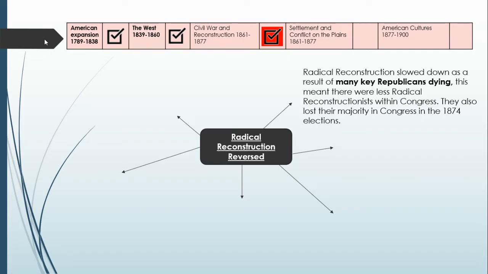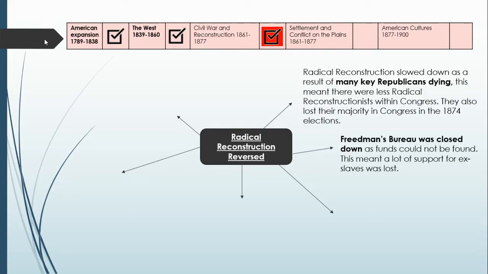Firstly, many key Republicans were dying as a result of old age, so Congress was filled with old politicians, and many of the radical Reconstruction policies had been passed as a result of many key Republicans voting in support of these. However, due to old age, many of them die, and this means that there were less radical Reconstructionists within Congress. They also lost their majority in Congress in the 1874 elections. So what this means is that the Democrats have more power, and this makes it more difficult to pass laws. So the role that radical Republicans have now is limited. They are not going to be able to pass as much legislation that benefits African Americans.